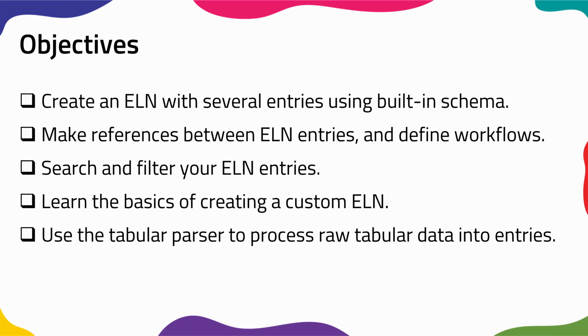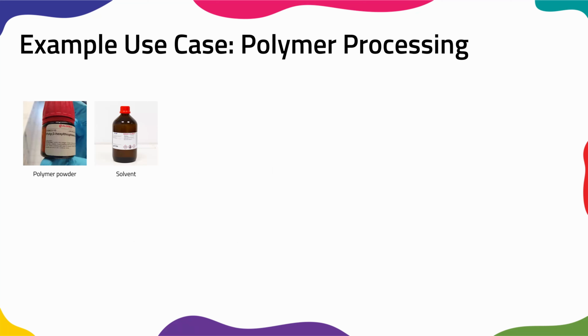And finally, we will see how we can use NOMAD's structured way of storing data to search and filter through these ELN entries that we create. And we learn the basics of creating a custom ELN template. We inspect the custom ELN template in the graphical user interface of NOMAD. And we'll use a tabular parser to process a raw CSV file and incorporate it into the custom ELN template that we write. So let's get started with the example use case that we have.